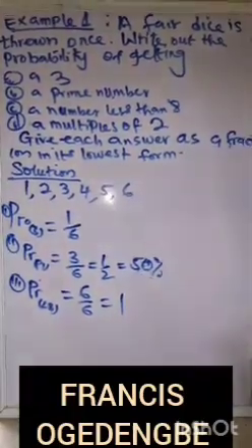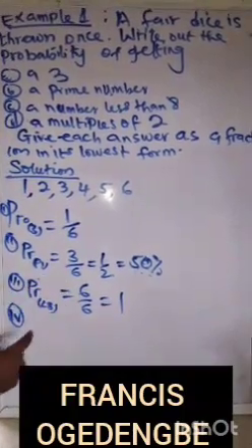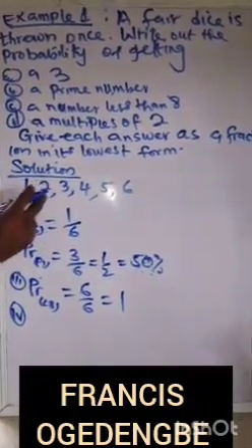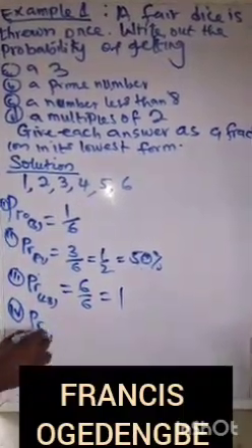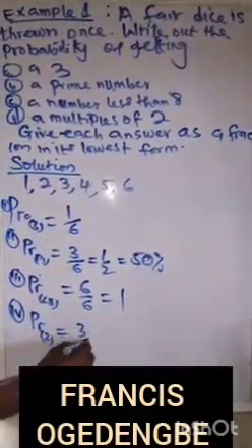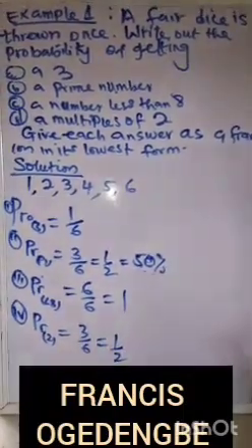It's very short. Probability of getting a number in multiples of 2: 1, 2, and 3. Probability of a multiple of 2 is equal to 3/6, also giving us a probability of 1/2.